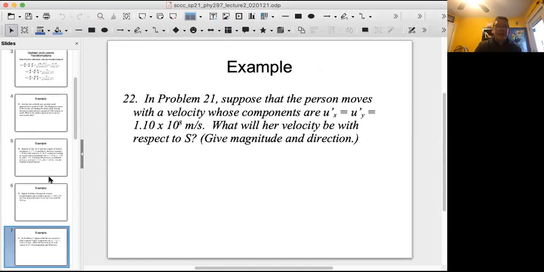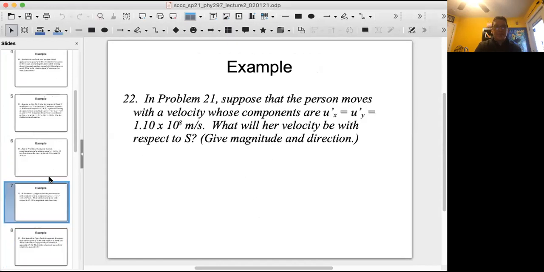So now we're going to take it one step further. In problem 21, suppose that the person moves with a velocity whose components are u primed x equals u primed y equals 1.10 times 10 to the 8th meters per second. So now the person involved is no longer at rest. And so what will her velocity be with respect to S? So basically the original observer.